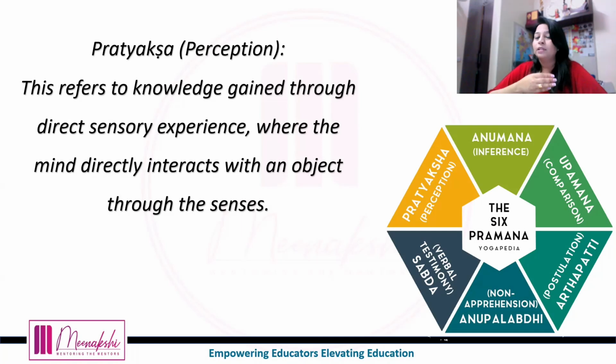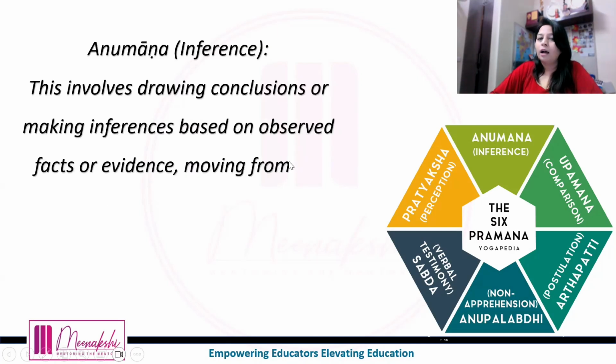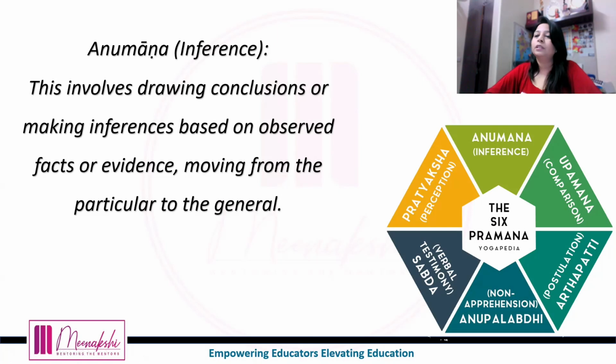But again, sometimes we don't see something with our own eyes, but we feel within us pleasure, pain, love, etc. Through all these feelings also we perceive something, and that is also considered prataksh. Now moving forward, the next one is anuman, or drawing inferences. This involves drawing conclusions, making inferences based on our observations and various evidences. So moving from particular to general, right?